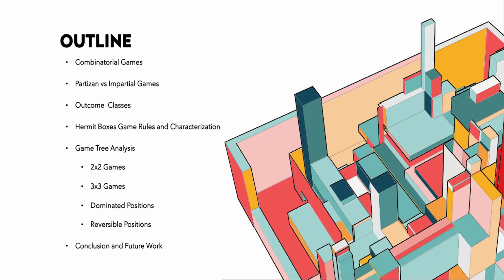So, today's outline. Combinatorial games: we're going to be talking about what they are and how they're formed. Then we will move into partisan versus impartial games. Then we will be looking into outcome classes. Then, moving on, Hermit Box game rules and characterization. Then we will show you game tree charts of 2x2 and 3x3. Then we will be talking about dominated positions and reversible positions. And lastly, I will be talking about the conclusion and the future work of this project.